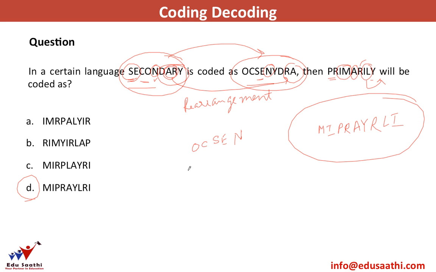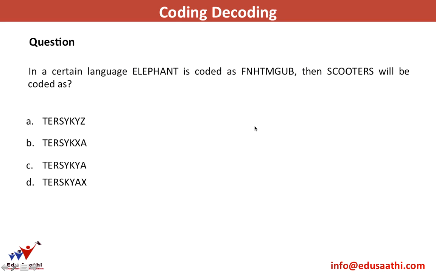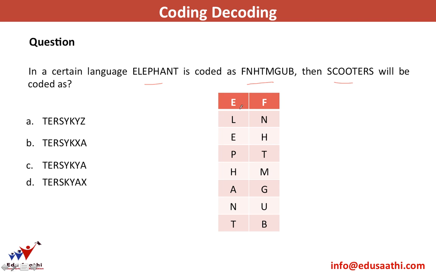So again, reinforcing my point, the number of logics are infinite. All you can do is practice. Let's look at the last question for this video lecture. In a certain language, elephant is coded as this, then how will scooters be coded as? Now I write elephant like this. I know that E is coded as F.